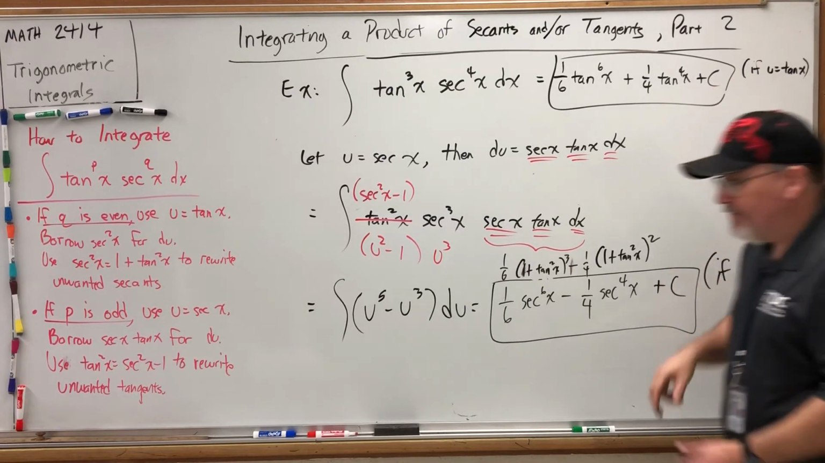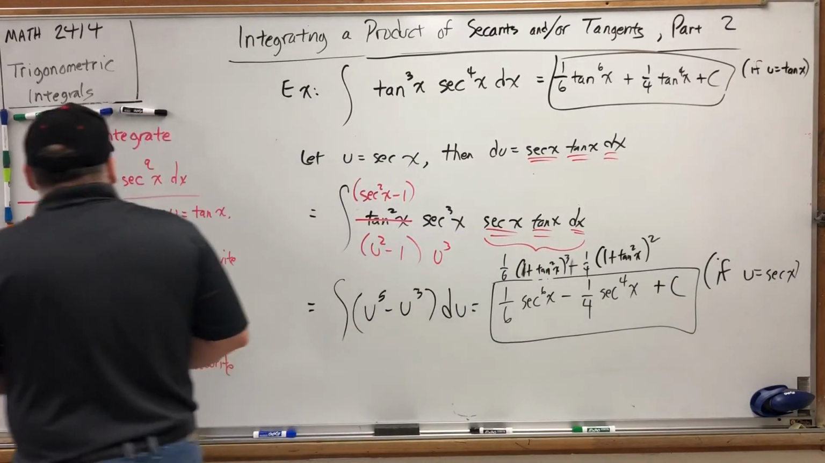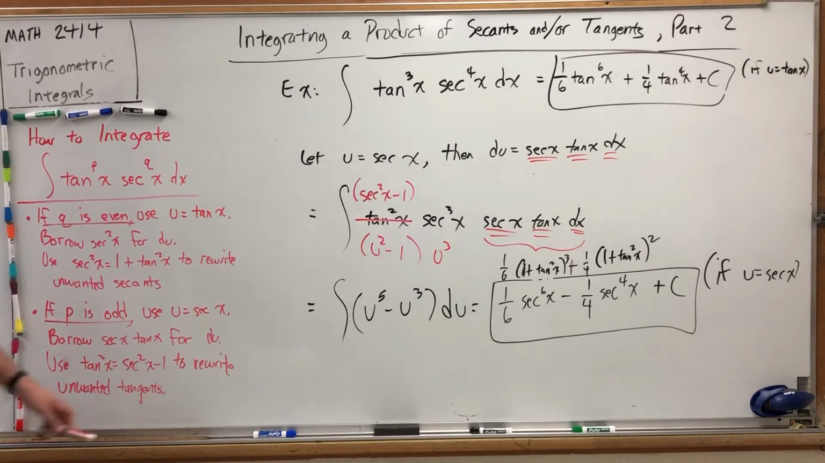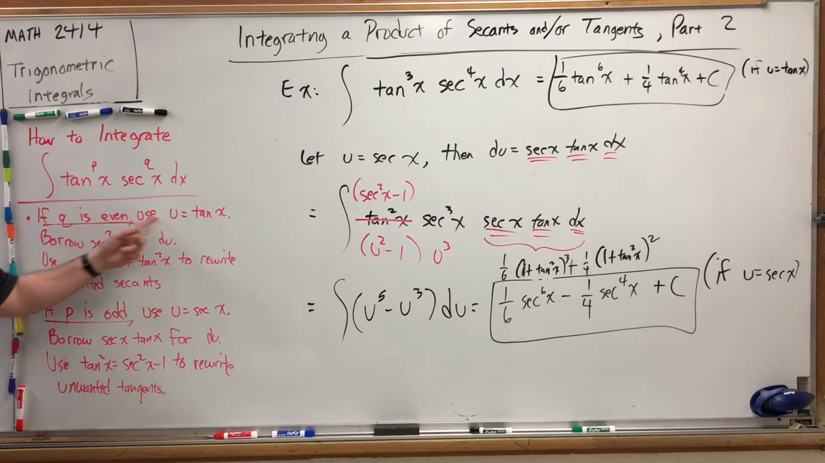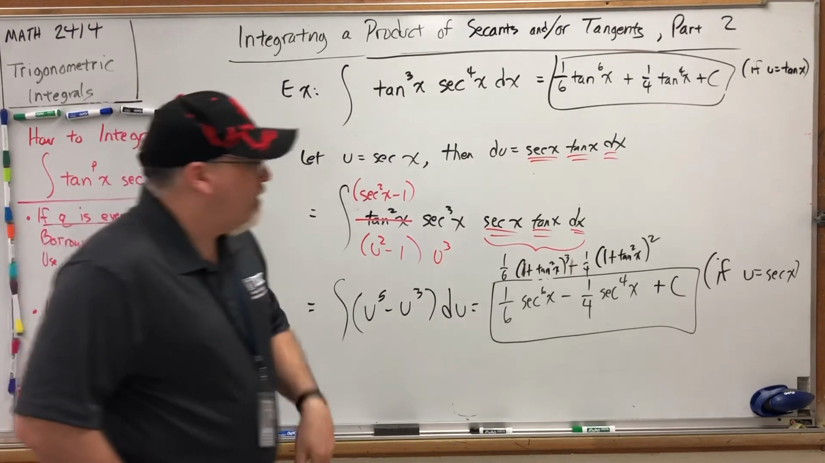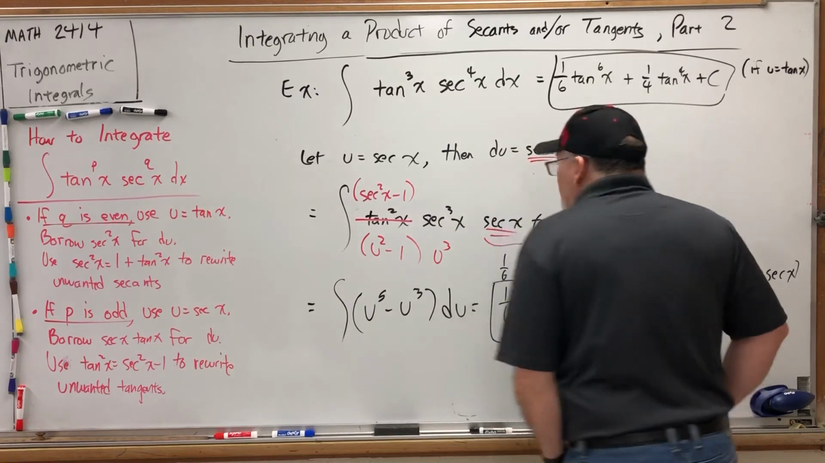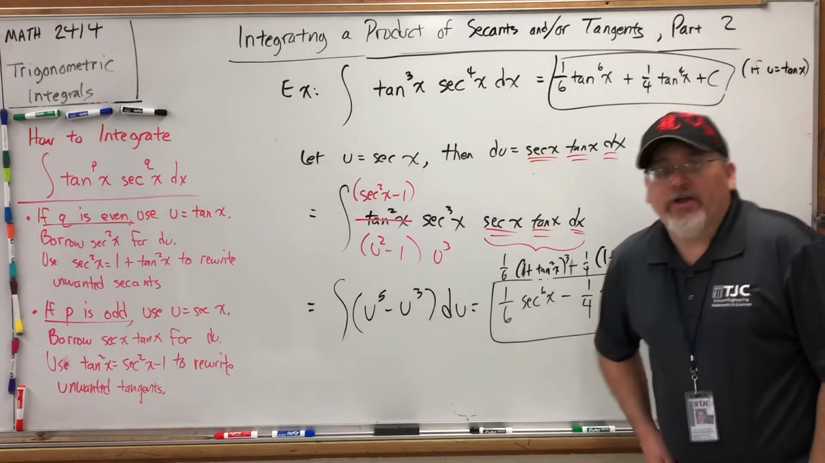All right, so to summarize what you've seen so far in part 2, to integrate a product of secants and or tangents, it all depends upon whether secant has an even power, let u equal tangent, or tangent has an odd power, let u equal secant. But regardless of your choice, and I can't stress this enough, do something.